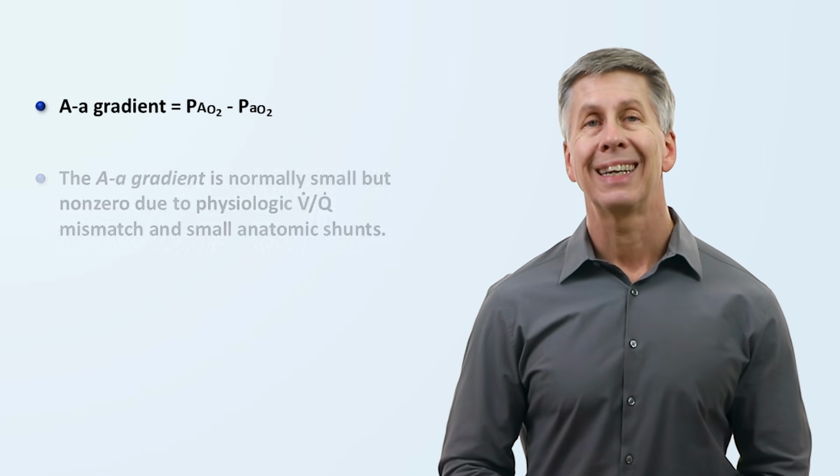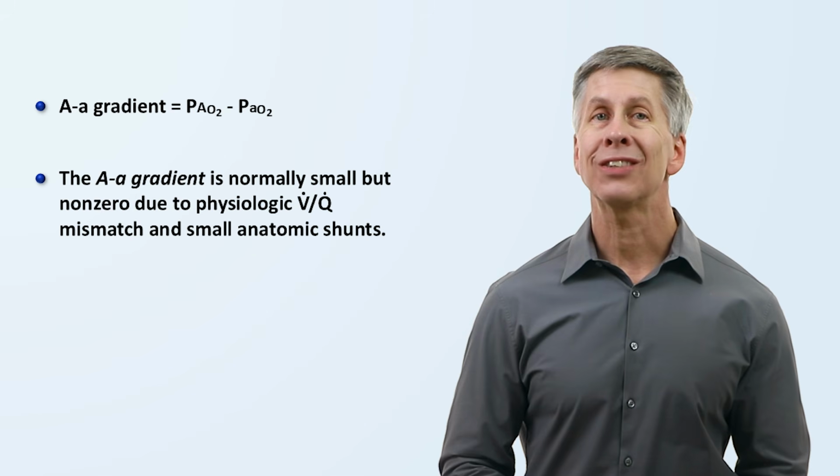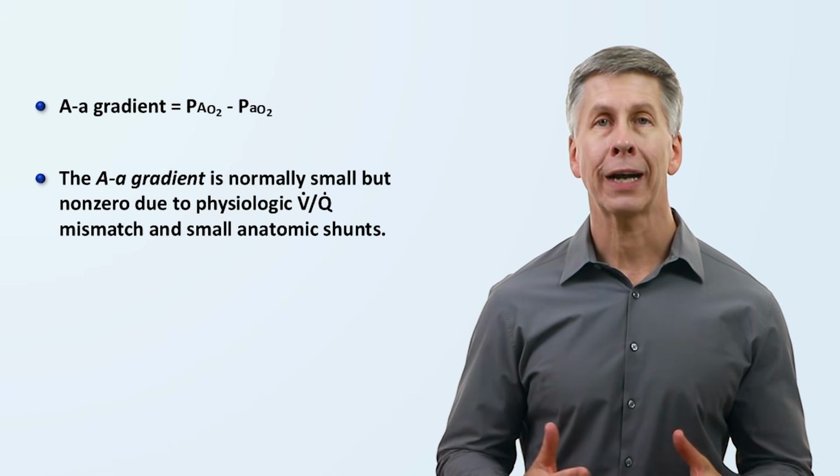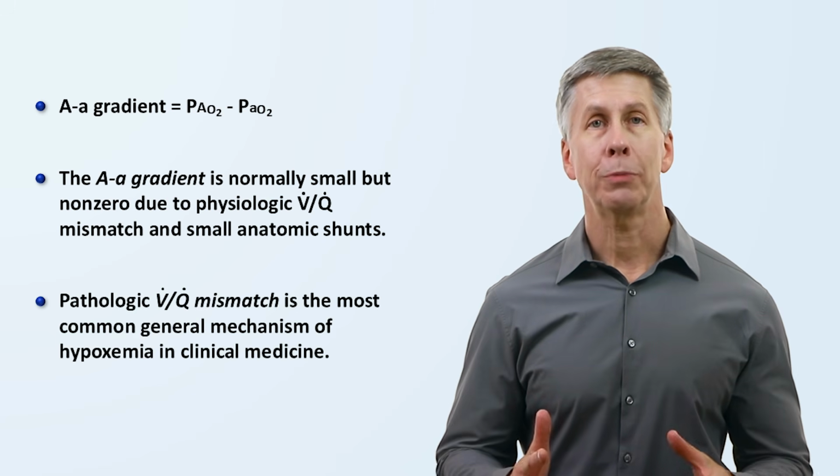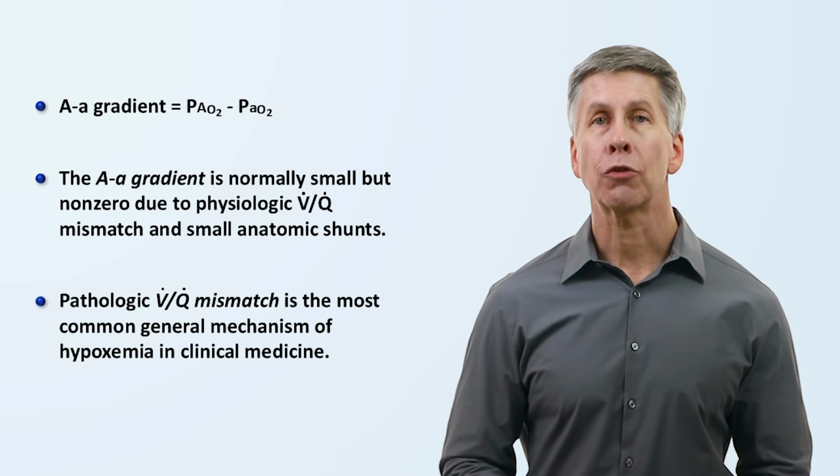The A-a gradient is a difference between alveolar and arterial partial pressures of oxygen. It is normally small, but non-zero due to physiologic VQ mismatch and small anatomic shunts. Pathologic VQ mismatch is the most common general mechanism of hypoxemia in clinical medicine.